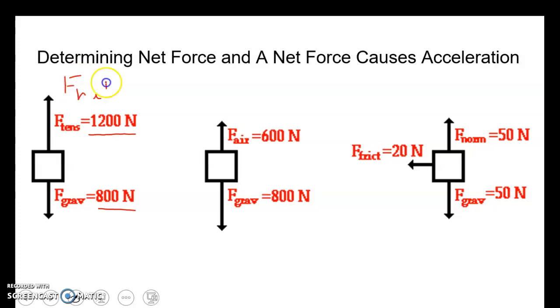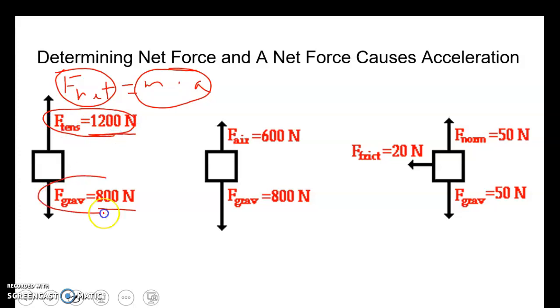Second law tells us that the net force is equal to mass times acceleration. Now, mass and acceleration are things that you can put on a scale, or you can identify using velocities, and that information may be given in a problem. But to find our net force, we have to look at the two forces that are causing the acceleration, and they have to be unbalanced. So when I look here, tension's 1200 and gravity's 800. Tension's going upward, gravity's going downward.